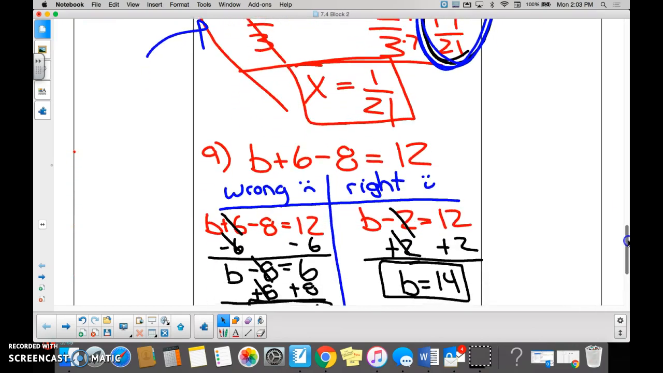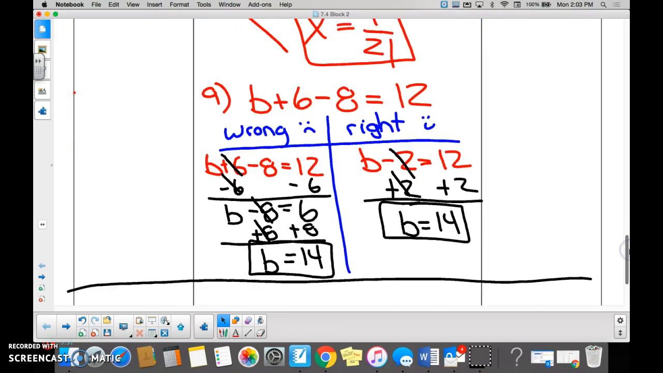And then number 9, the one that you guys chose for your cheat sheet, b plus 6 minus 8 equals 12. Why is this wrong? Even though we got b equals 14 on both answers, why did we say that the one on the left side of the t-chart there is the wrong way of doing it, Samatar? Because we had terms we didn't combine them.